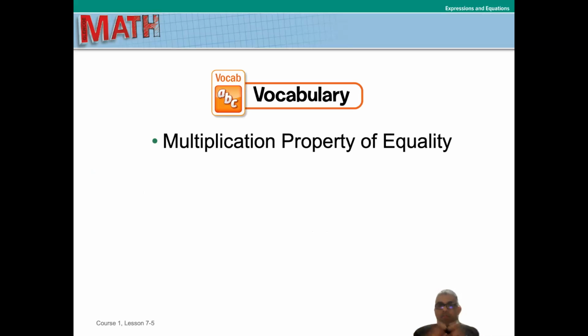Now we get to the multiplication property of equality. Let's go ahead and take a pause. Take a breather. You're not walking away. Go ahead and stretch. Oh, there you go. Try to reach the skies with your right hand and your left. Stretch. That was a good stretch for me.